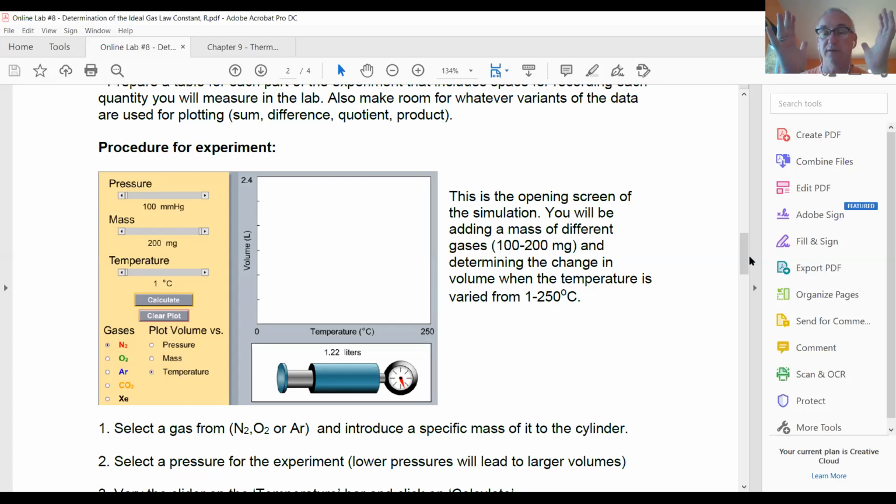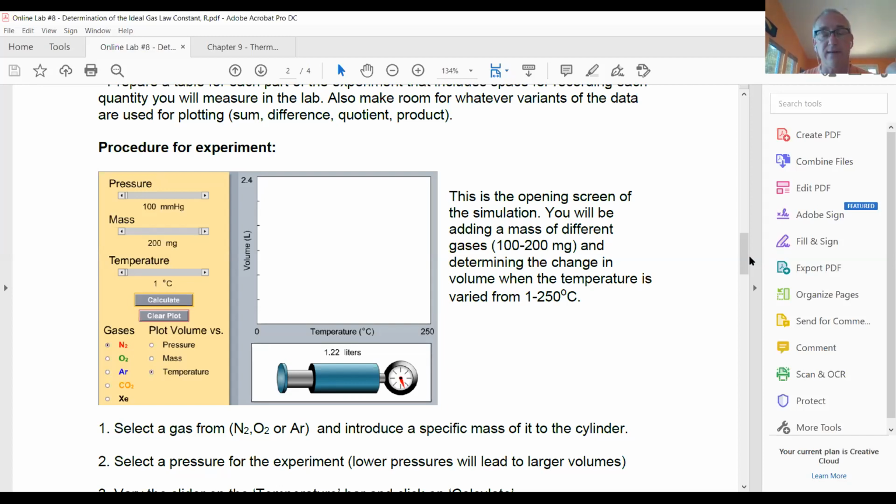Larger changes in volume will give you a graph that has a greater spread on it. Large pressure will give very, very small changes in volume. So I would probably recommend a relatively low pressure. And then what we're going to do is vary the temperature with the third slider and see the effect of changing the temperature on the volume.